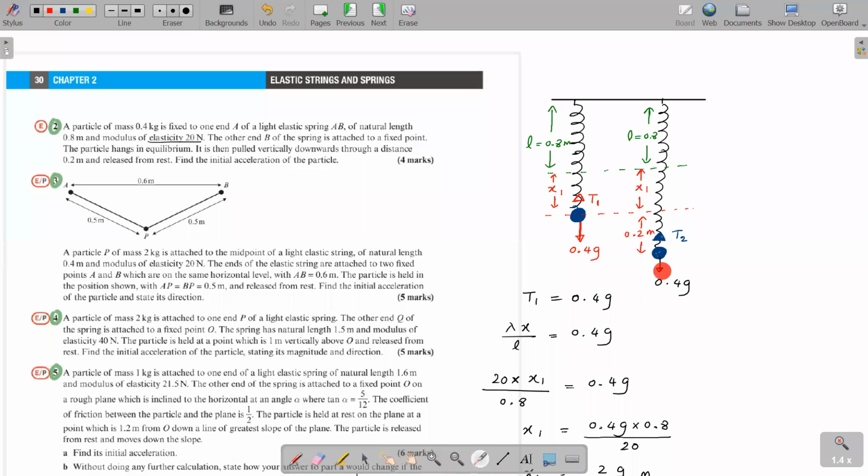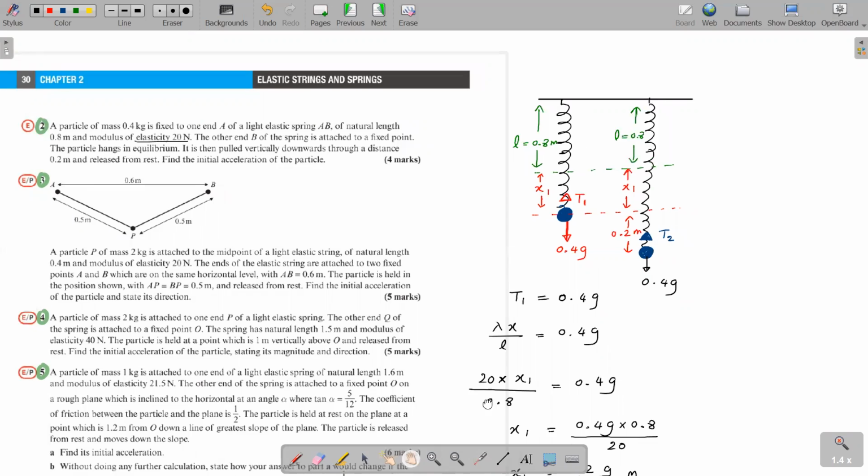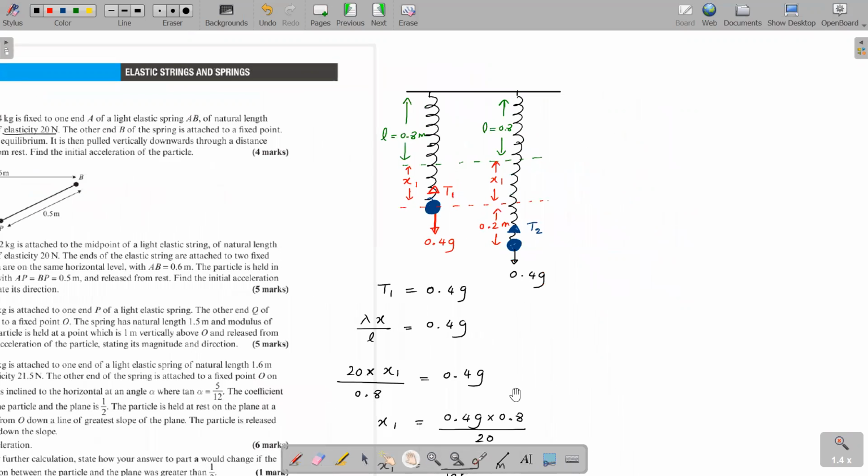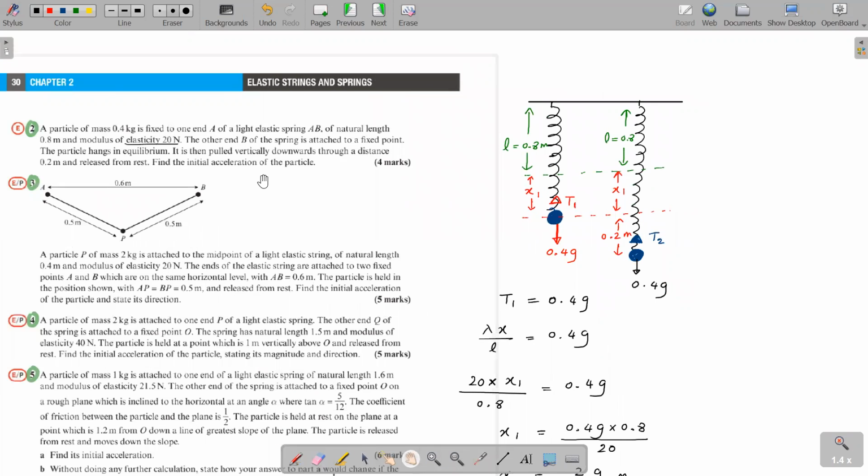So which means if you pull it below its equilibrium position, it will definitely travel back up towards its equilibrium position. Are you with me? All right, so let's find the T2 value and then apply what they're asking us to find: the initial acceleration, meaning the moment you release, this will accelerate upwards because T2 and 0.4 g are not equal forces.